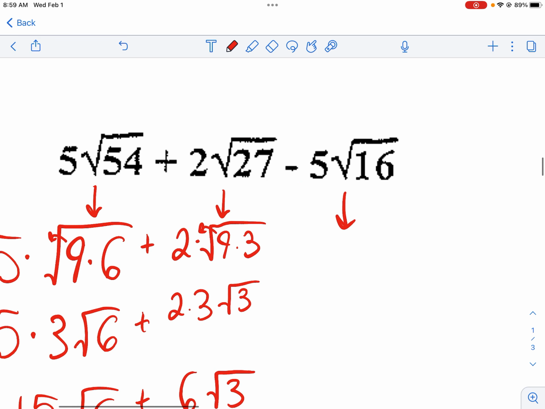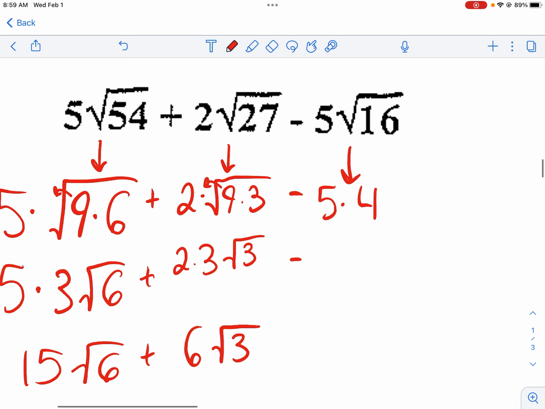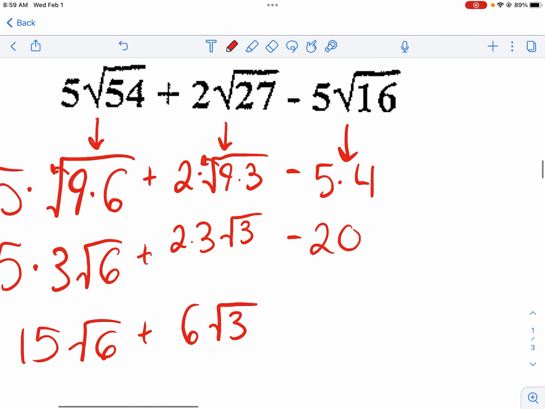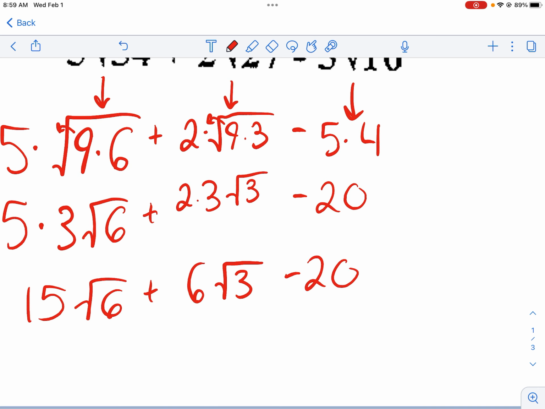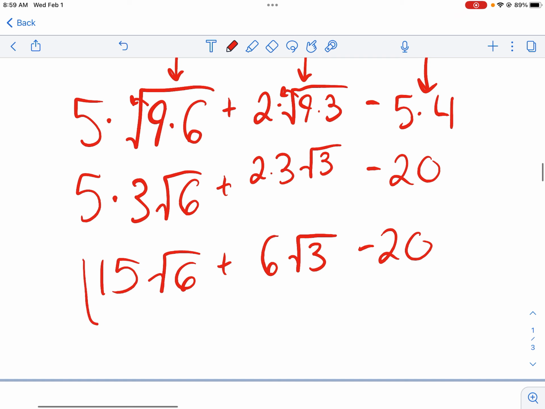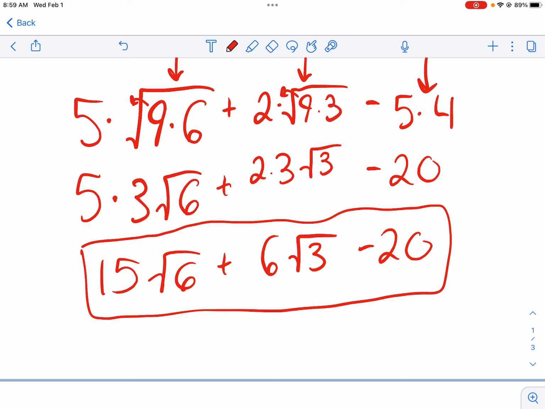And this one, I'm rewriting my 5 square root of 16 to be 5 times the factors of 16, which would be 4 and 4. But what do we know about 16? That's a perfect square. So 5 times 4, so that would be minus 20. Minus 20 in here. Are we done? Yes, we are, because 6 and 3 are simplified square roots, and none of those are quote-unquote like terms having the same square root multiplied by a coefficient. So we are done there.